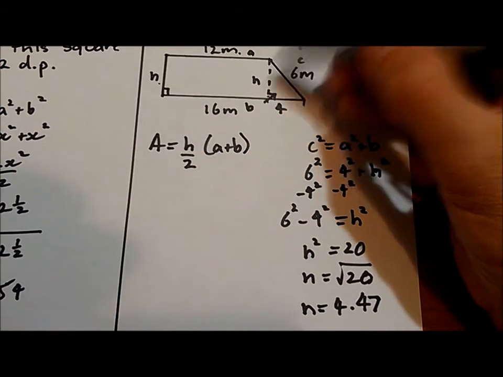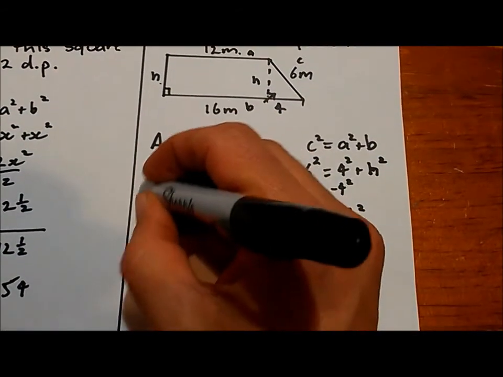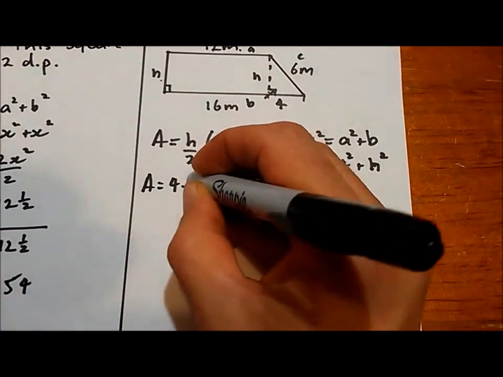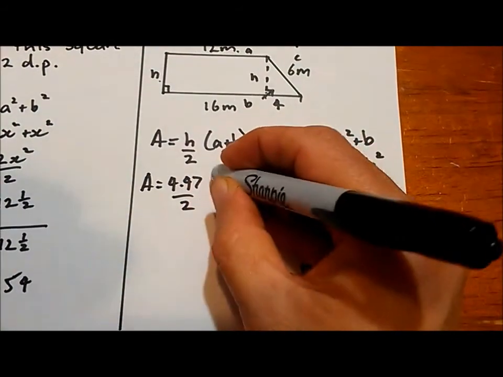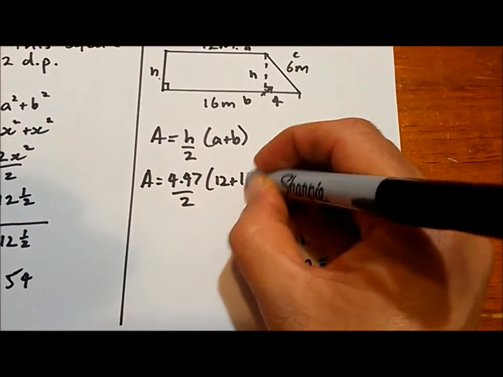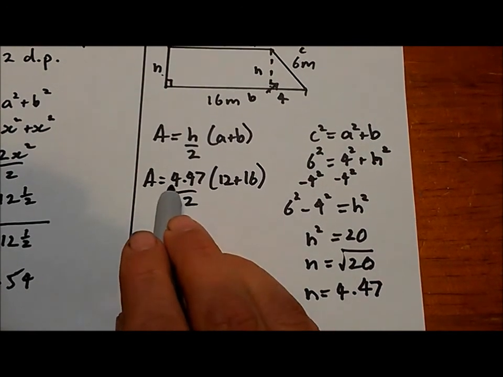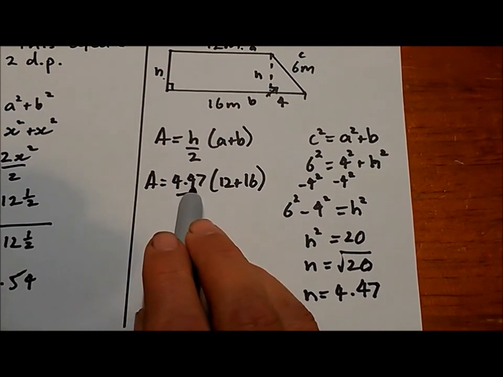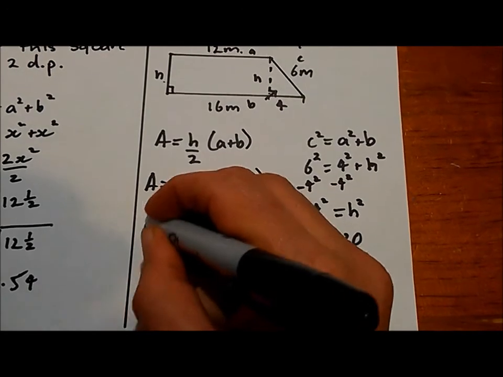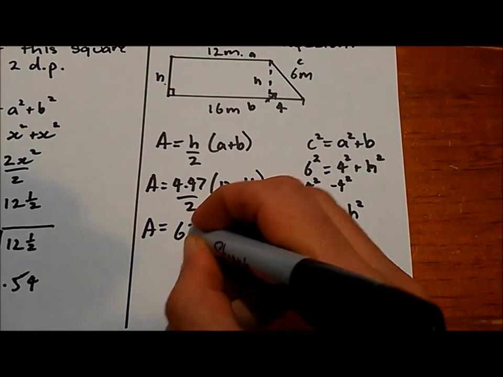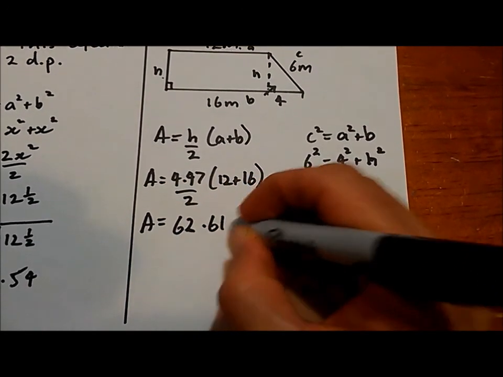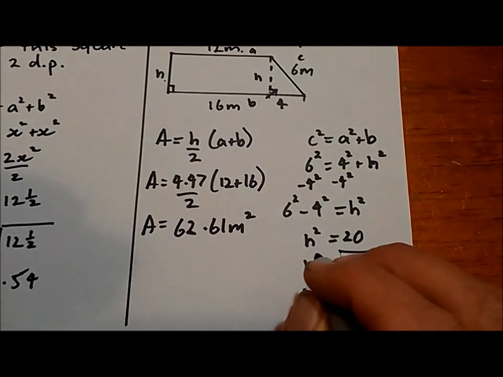It's given me the height of the trapezium. I can now come back to the area formula, put my height in. I'll add my parallel sides in. I'll take care to make sure I've stored the whole number, not the rounded number, but the complete number in my calculator. I'll go through and calculate that out: 62.61 metres squared for the area.